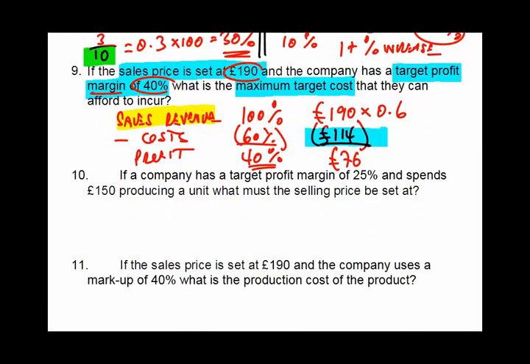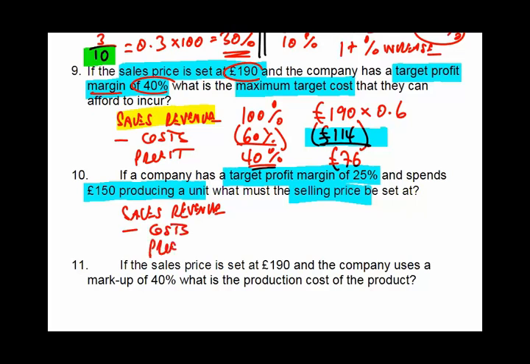Well, the next example is also looking at a target profit margin, this time 25%, but this time they've given us the production cost. They spend £150 producing the unit. What must the selling price be? Well, if I put together my little skeleton profit and loss, sales revenue less costs would leave profit. Now the profit margin this time is 25%, and it's margin on sales. So again, the 100% would be the sales revenue figure, meaning that to get from 100 to 25, I must be deducting 75% for costs.